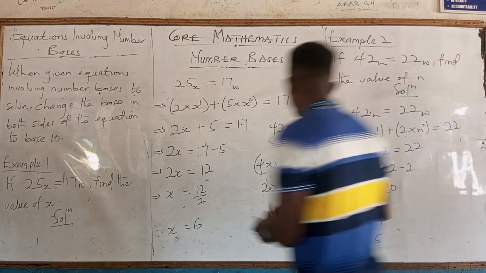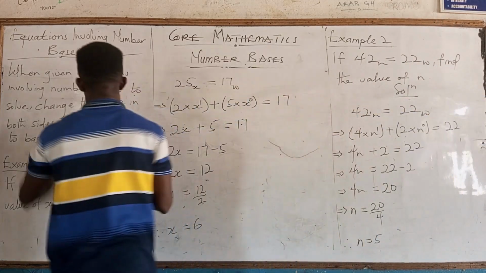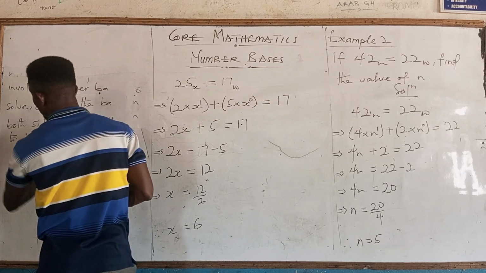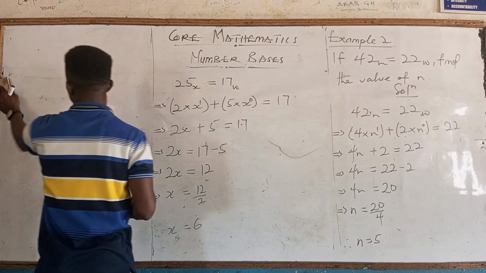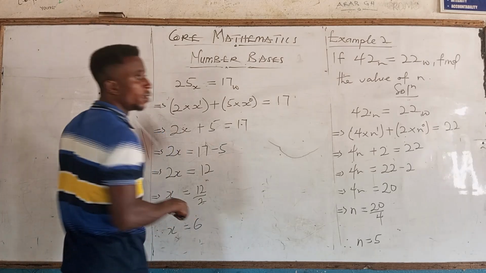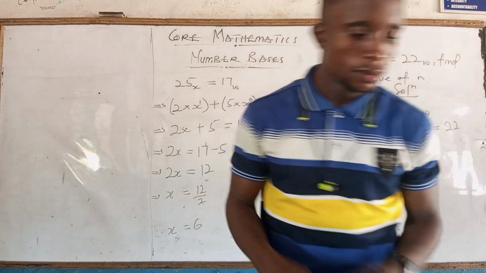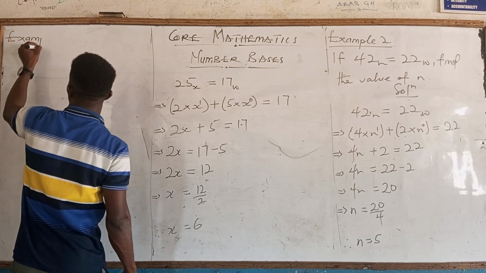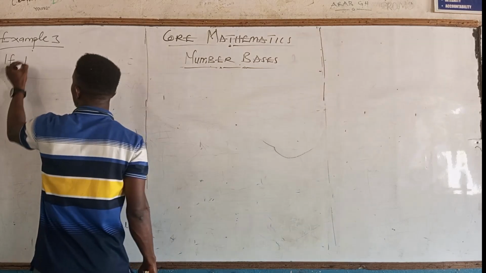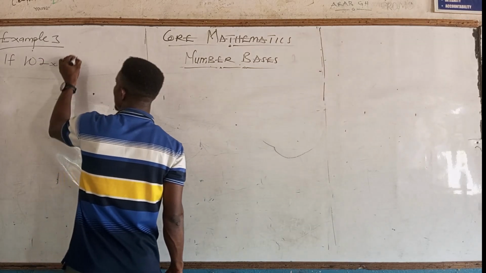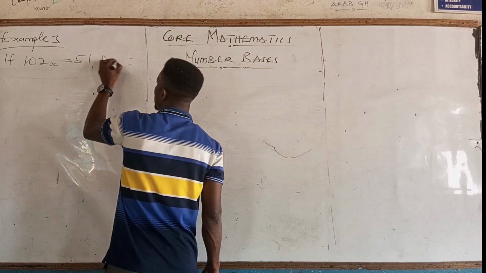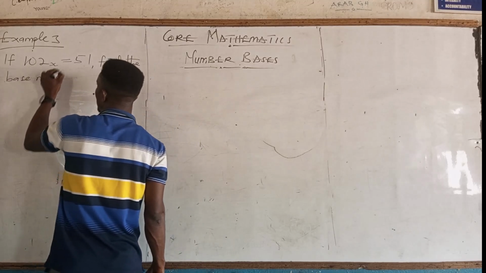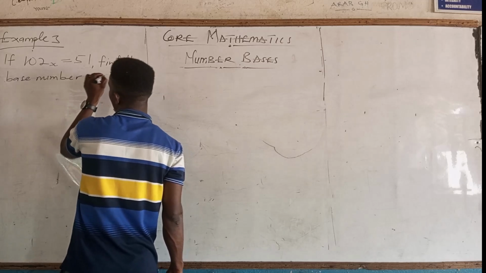Okay. Let's look at example number 3. Example number 3: if 102 base x is equal to 51, find the base number x. Solution.